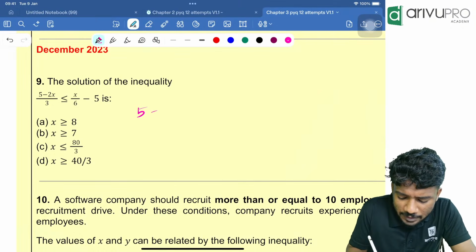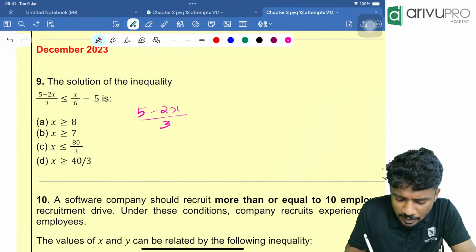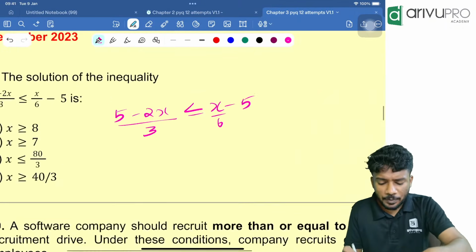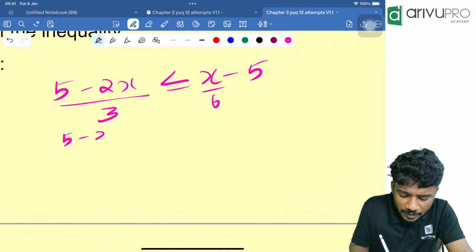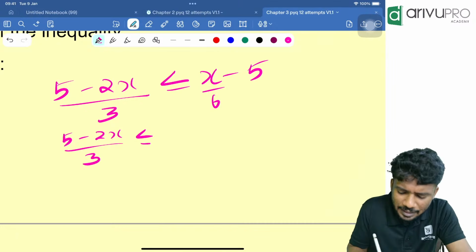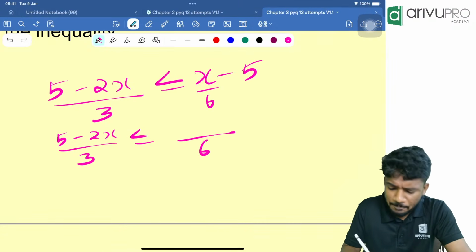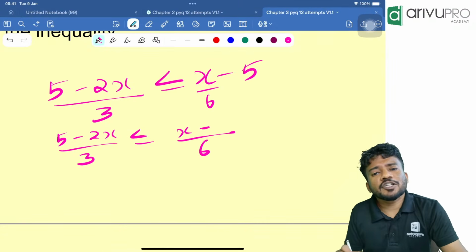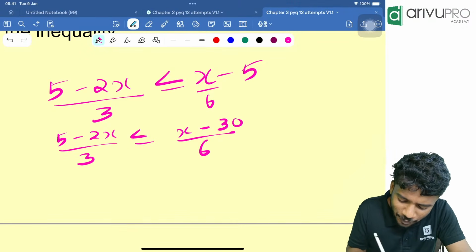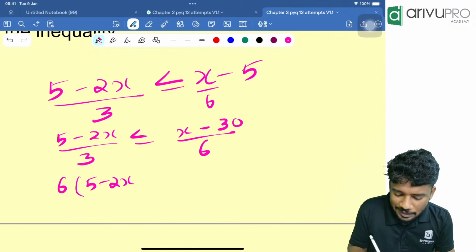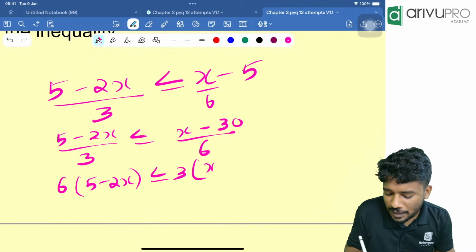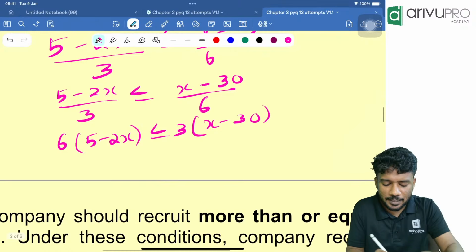So 5 minus 2x divided by 3 less than or equal to x by 6 minus 5. Now people, how to solve this down? Now take LCM of the right hand side first. 5 minus 2x divided by 3 less than or equal to, LCM is how much? 6. Then x minus 5 into 6 is how much? 30. Now cross multiply, people. So 6 into 5 minus 2x less than or equal to 3 into x minus 30.